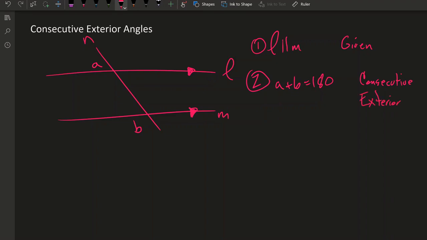exterior angles converse. Oh, just kidding.